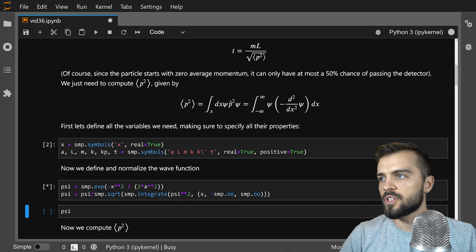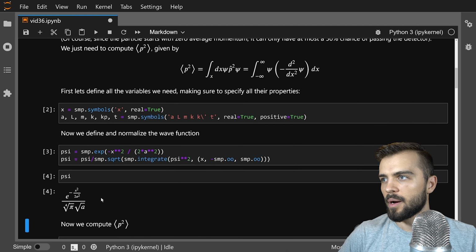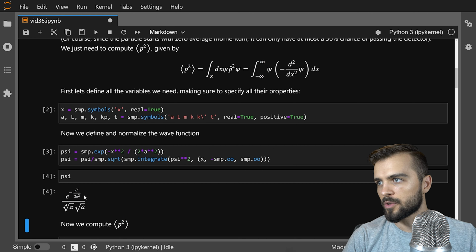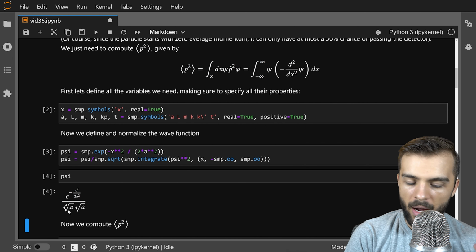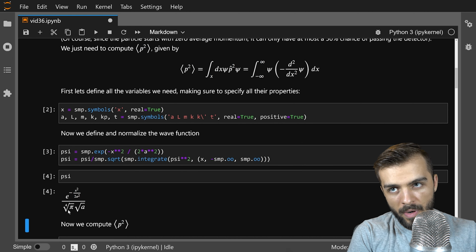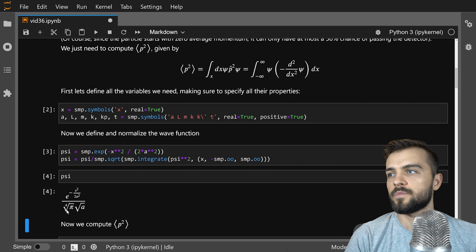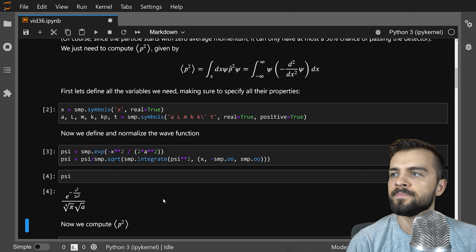So I define my wave function and the normalization condition, and I look at my wave function, I get e to the negative x squared over 2a squared divided by this normalizing factor here. So I now have the wave function such that if I integrate it over all space, it's equal to 1. So I've normalized my wave function.